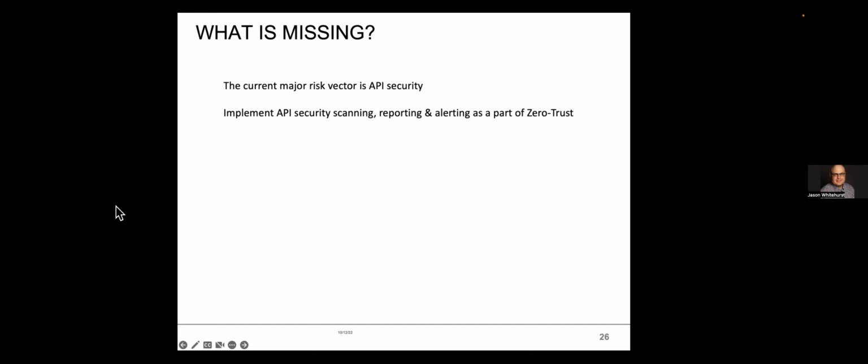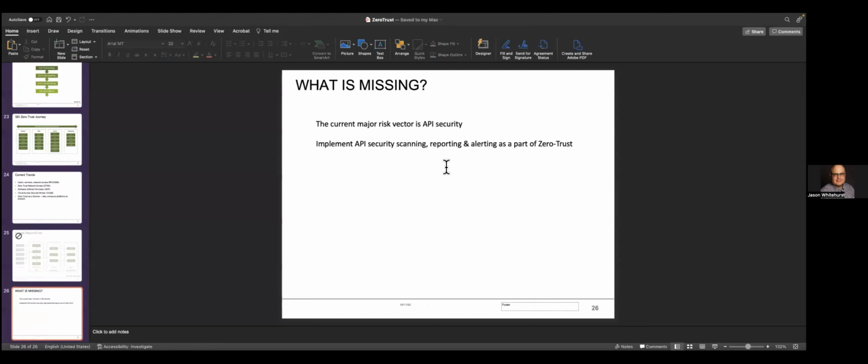So what is missing? Right now, the current major risk vector is API security. There are a number of API scanning engines that are trying to hit the market and make it affordable. WallArm, I believe, is one of them. If you know Felicia King, she has done a lot with these tool sets, and so she might be able to give you some advice.